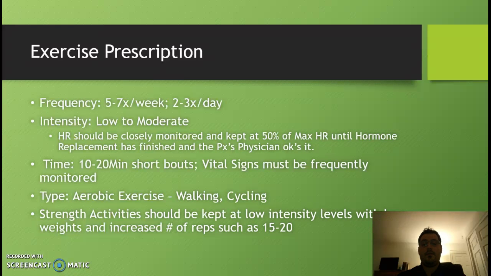The type of exercises that we should have Miss M perform are aerobic exercises such as walking and cycling. These are low impact exercises that can also keep her heart rate at a steady level. Strength activities should be kept at low intensity with low weights, especially while she is starting the hormone replacement, and it should have an increased number of reps, such as 15 to 20 reps per exercise per set.